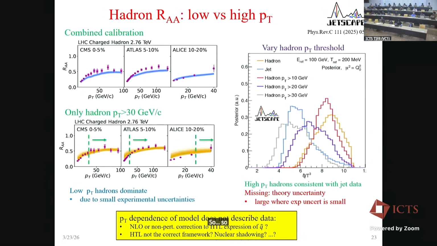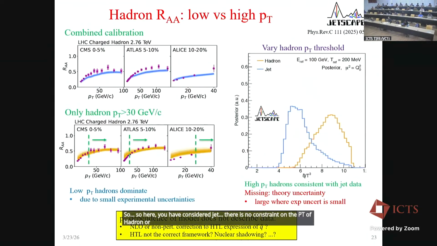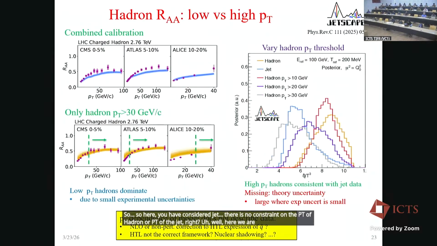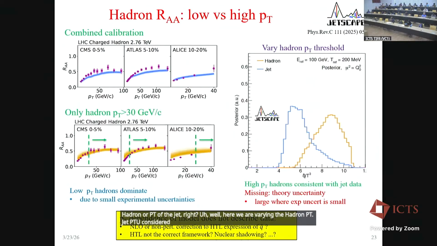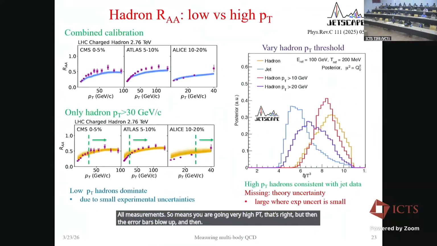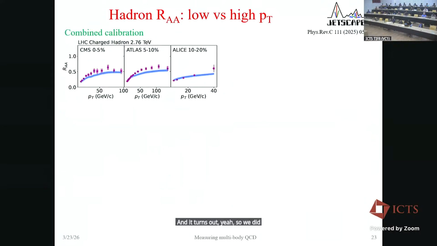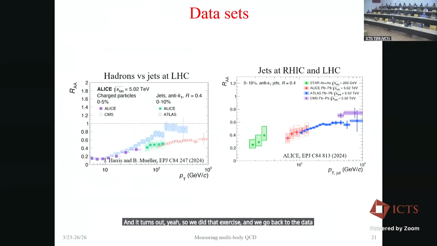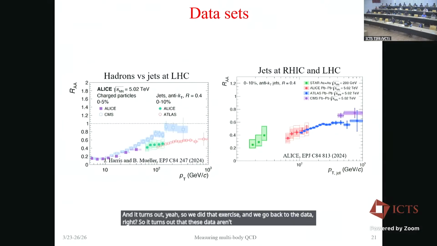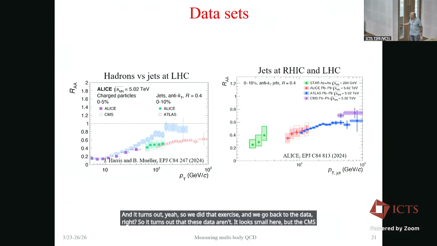So here you have considered jets, there is no constraint on the PT of the hadron or the PT of the jet, right? Well, here we are varying the hadron PT, but taking into consideration the jet PT. You considered the entire PT range available for the experiment? Yes, all the measurements. So you are going to very high PT. That's right, but then the error bars blow up. So we did that exercise and we went back to the data. It turns out that the CMS data have rather large uncertainties. These data are not terribly constraining.